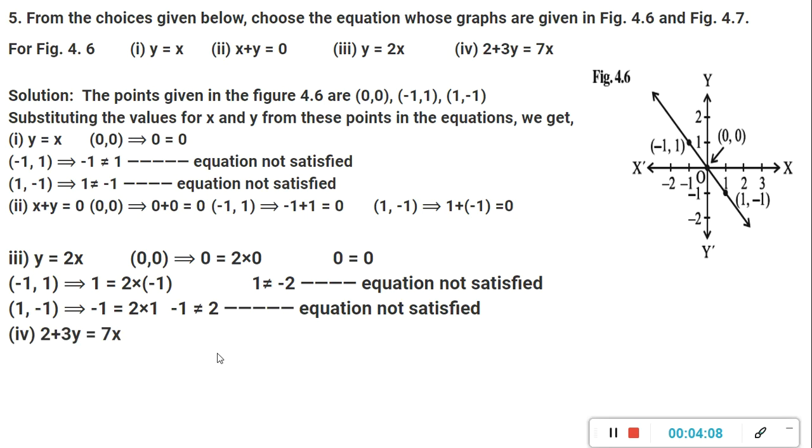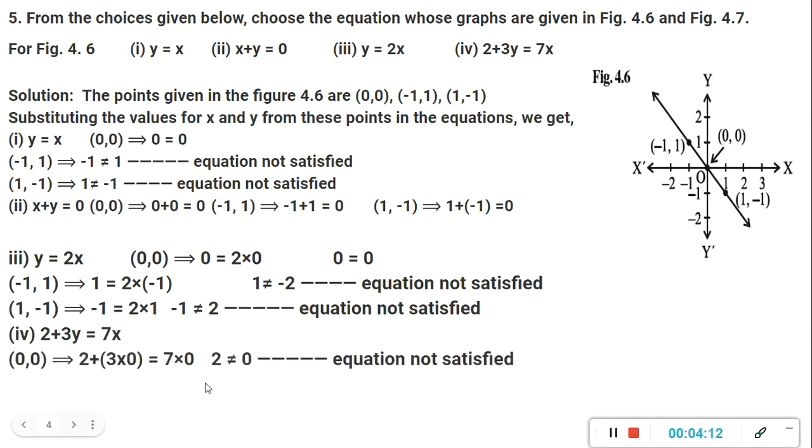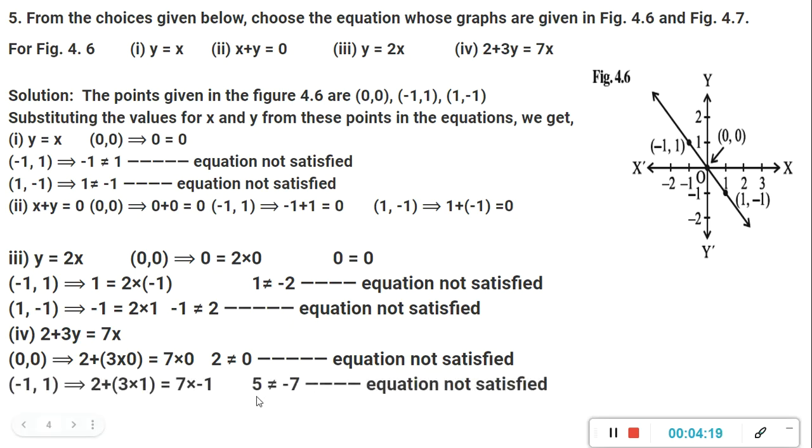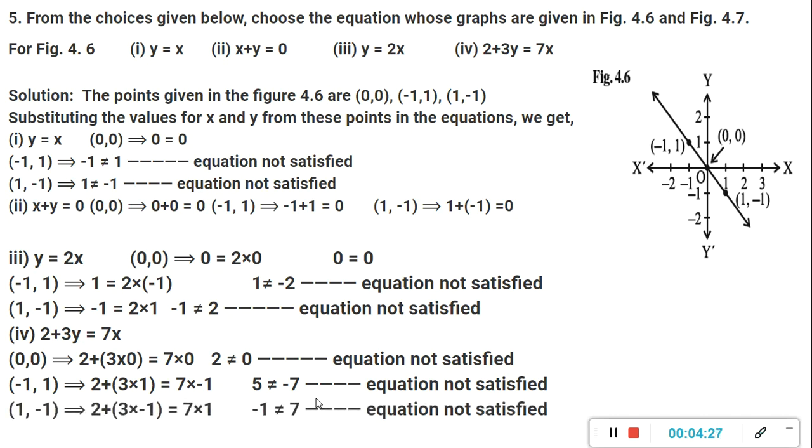Now the last equation, that is 2 plus 3y is equal to 7x. Here also the first one, 0 and 0: on the left side we get 2 and the right side it is 0. So it is not satisfied. Same way minus 1 and 1: that is also not satisfied because on the left side we get 5 and on the right side we get minus 7. Same way 1 and minus 1, that is also not satisfied.